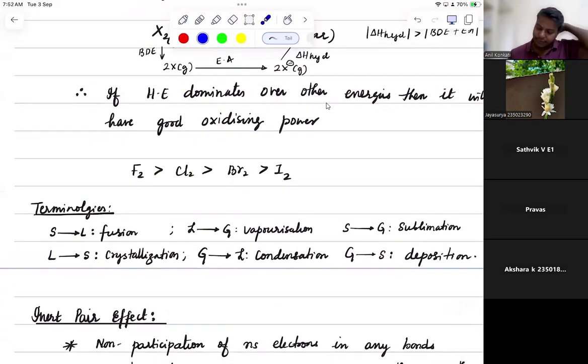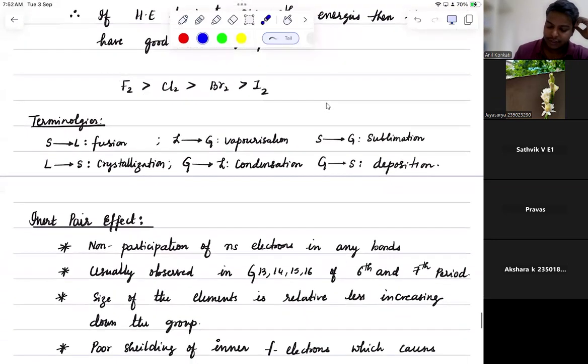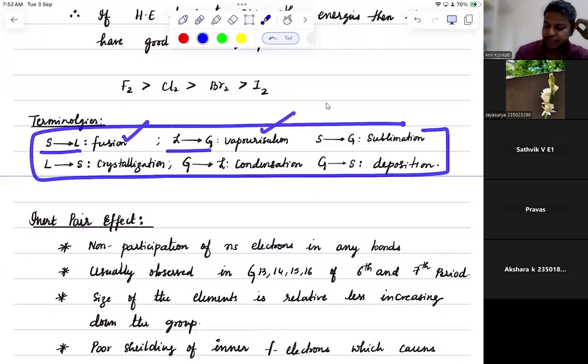Done? Next, solid to liquid is fusion, liquid to gas is vaporization. These are the terms. Please remember them. Okay, it will be useful.